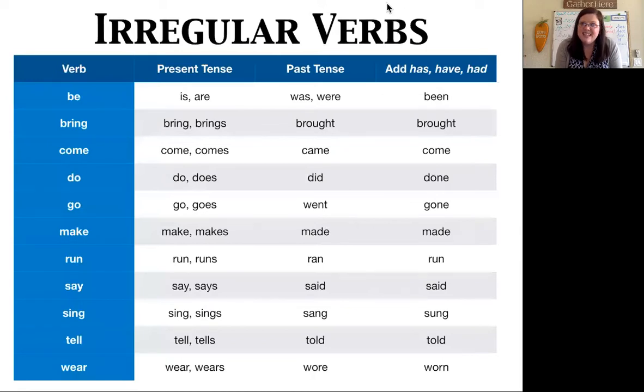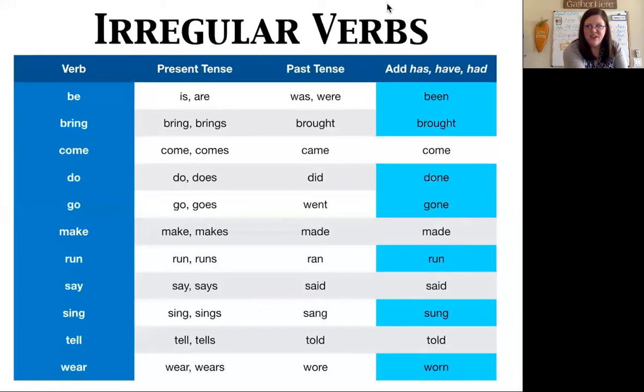I made it up because I wanted to find some similarities among the verbs that needed a has, have, or had out in front. As I was looking down, I noticed that a lot of them, not all of them, had an N or a U somewhere in the verb. Now, I would like for you to look down this list and see if you can find any verbs that have a U or an N in them. There they are.